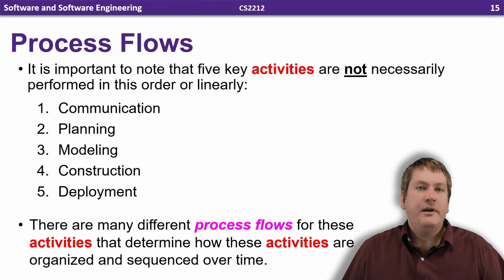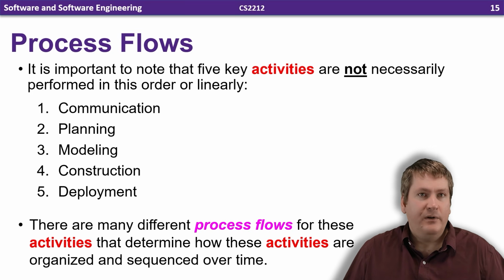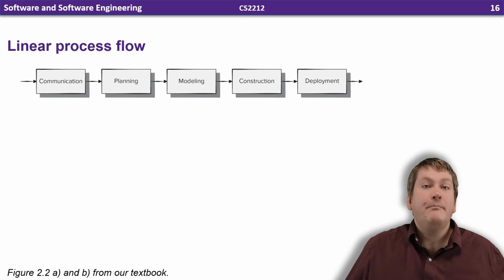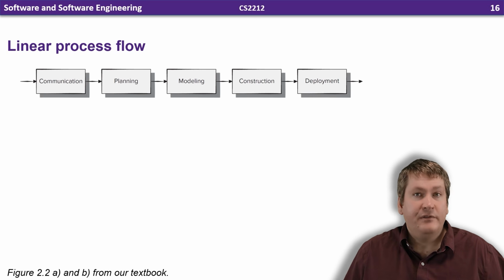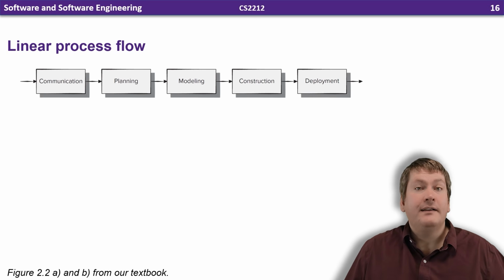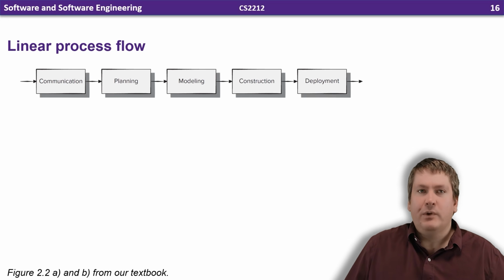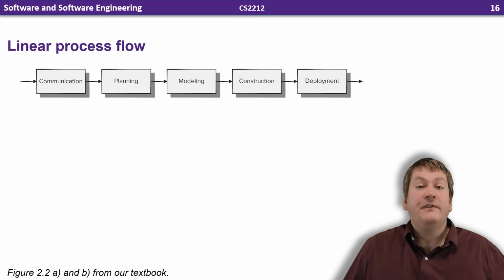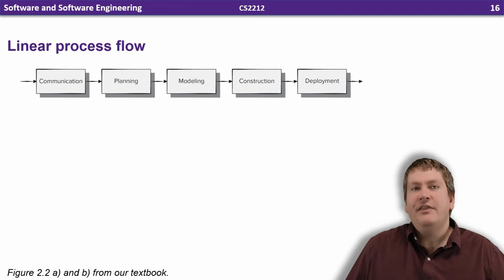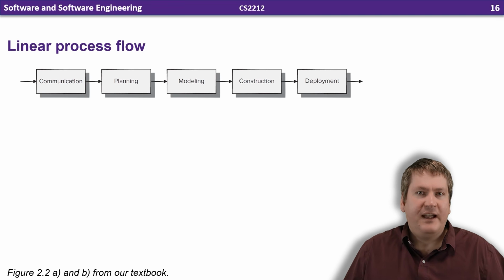So what we're now going to do is take a look at a few process flows. So there are many different possible process flows. The most basic would be a linear process flow, where activities are simply done one after another, starting with communication and ending in deployment. While this might work for a simple and well-defined project, it lacks feedback between the activities, and there's no easy way to go back to a previous activity if rework is needed.